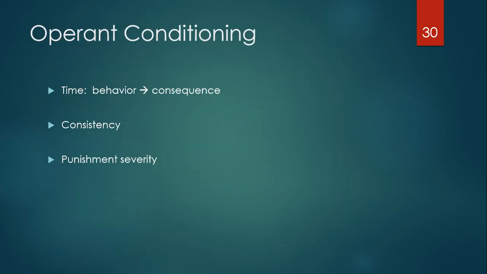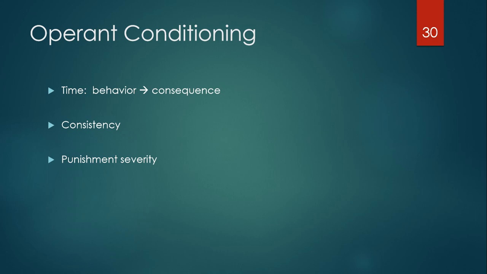Okay. So what are some of the factors that influence whether or not operant conditioning works? First and foremost is time, specifically the time between when a behavior occurs and when a consequence follows. So if you can close that gap, operant conditioning is likely to be successful. But if there's a big gap between when a behavior occurs and when a consequence occurs, the organism is less likely to make those connections.